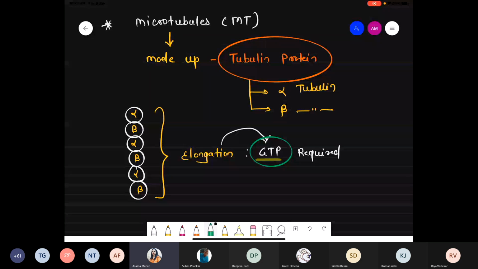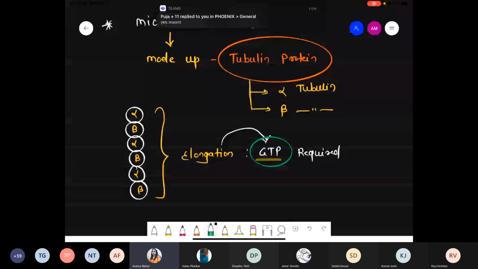G stands for guanosine. It comes from guanine, right? So guanosine triphosphate. The G in ATGC is guanine, but when it becomes triphosphate, we have to say guanosine triphosphate.